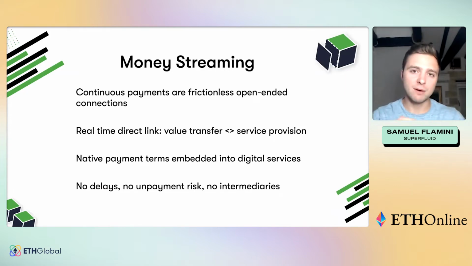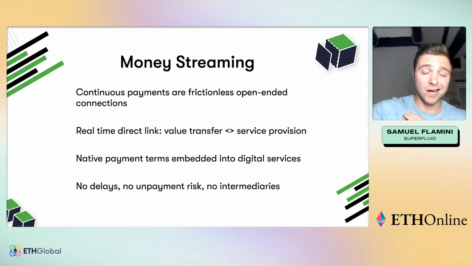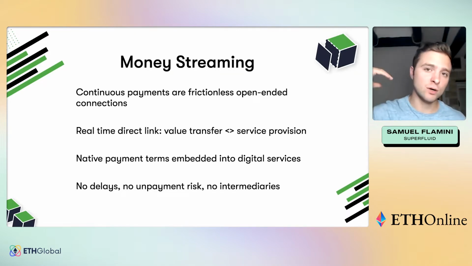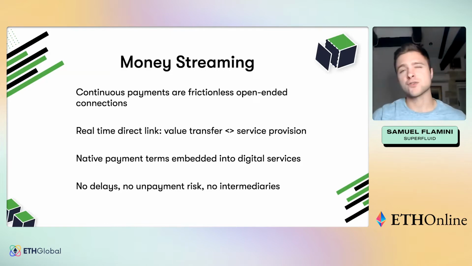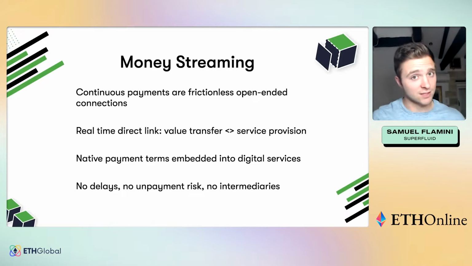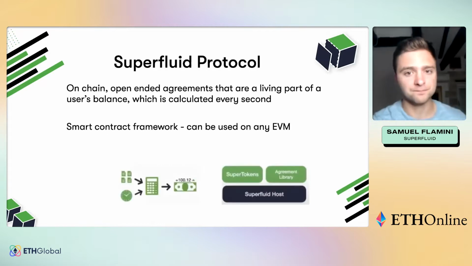The other cool thing about this is that once I execute a transaction to open a stream, that is an on-chain event. So what you get out of that is what's called a flow rate, which is how many tokens are being sent per second. And that gives you an on-chain proof of payment so that I have less non-payment risk, no delays. And also because it's on-chain, there's no intermediary either.